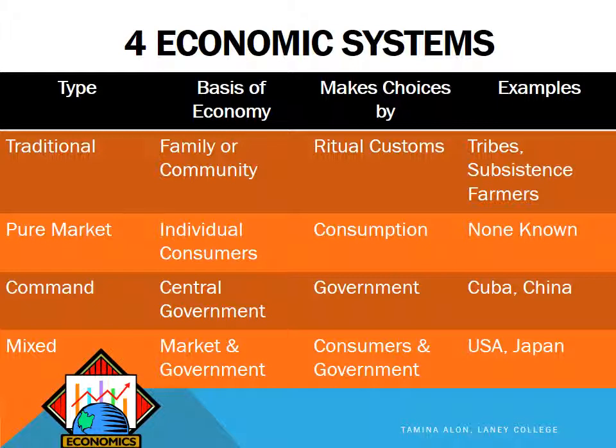Secondly, we have a pure market economic system. In a pure market, it is individual consumers who are the basis of society. In other words, how they act and how they consume product actually is what makes the choices for that type of economic system. So if they are consuming more and more of something, then it's that way in which that economy will lean. However, if they are not, then that part of the economy will cease to exist.